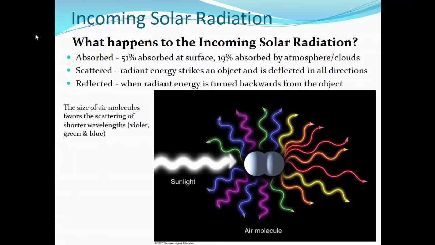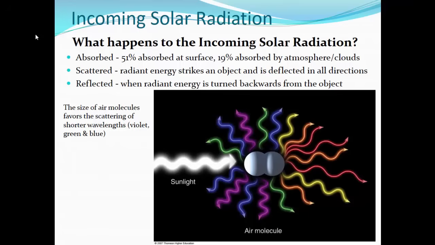51% of the sun's incoming solar radiation gets to the surface and is absorbed by the Earth. About 19% is absorbed by the atmosphere and clouds. So a little bit of the shortwave radiation is absorbed. That's what's absorbed. Some of the radiation is actually scattered, and the rest of that radiation is reflected.